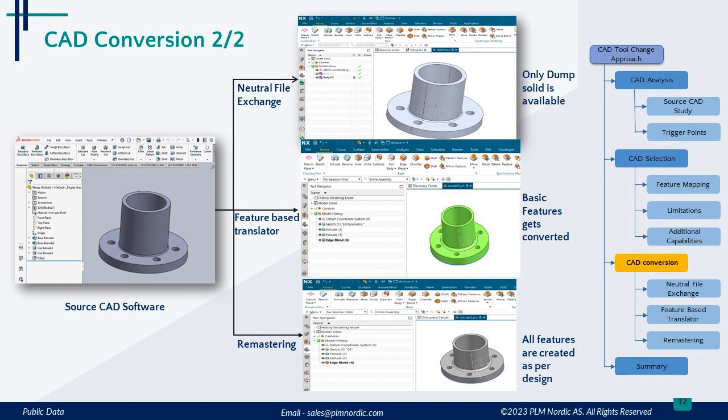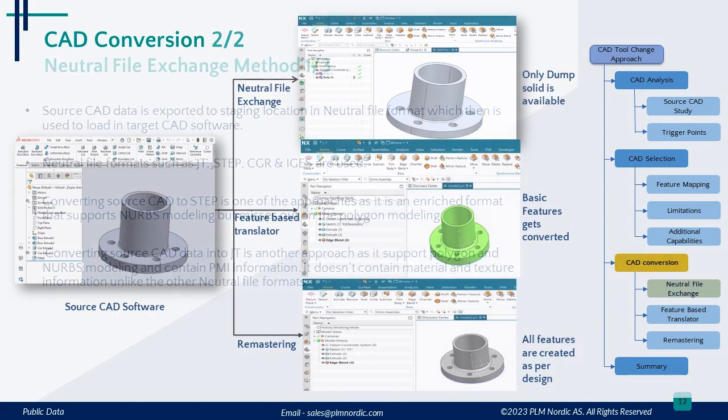Secondly, in the feature-based translation approach, the model is translated into NX using a translation tool. Here most of the features get converted into NX compared to neutral translation, but translation cannot match the remastering approach. Some features fail conversion, which are to be handled manually. Lastly, in the remastering approach, the model is loaded in SolidWorks and remastered in NX. All features are converted unless the target software doesn't support a particular one.